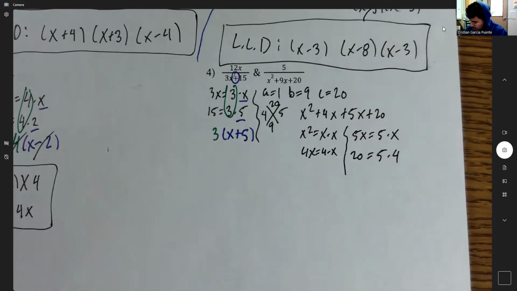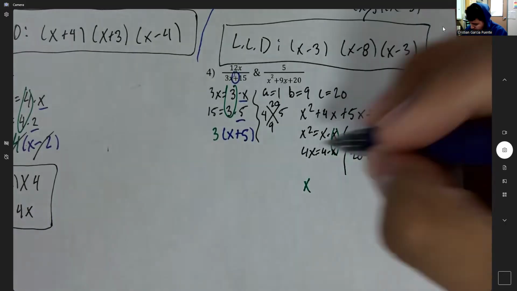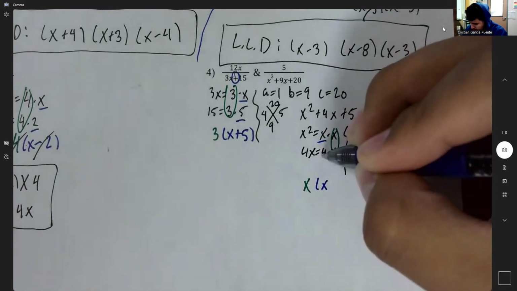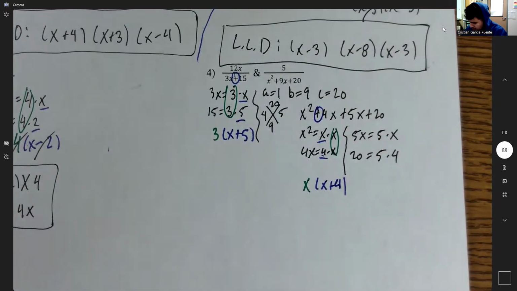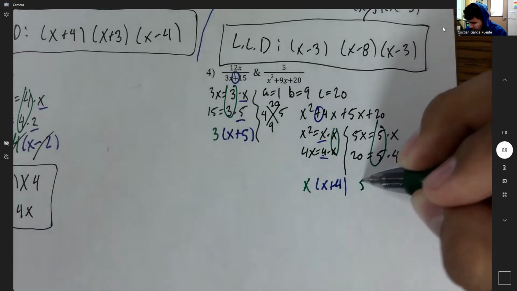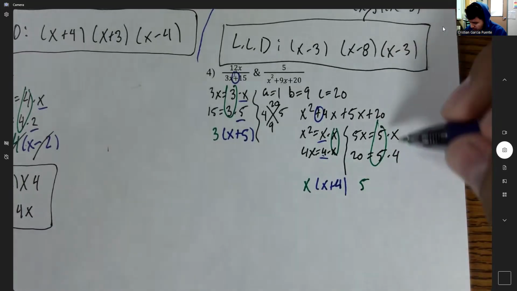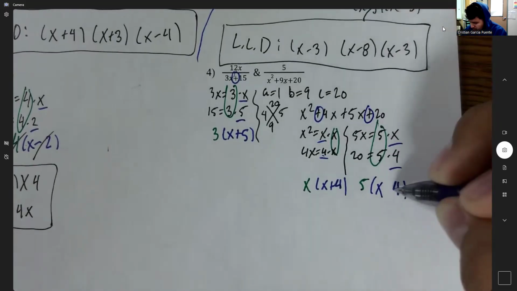Now let's look at what the first two have in common. They both have an x. What do we not use on top? X. What do we not use on bottom? 4, symbol in between, plus. Now we're gonna look at what the last two have in common. The last two have a 5 in common. So we'll put down a 5. What do we not use on top? An x. What do we not use on bottom? 4. Symbol in between, plus.